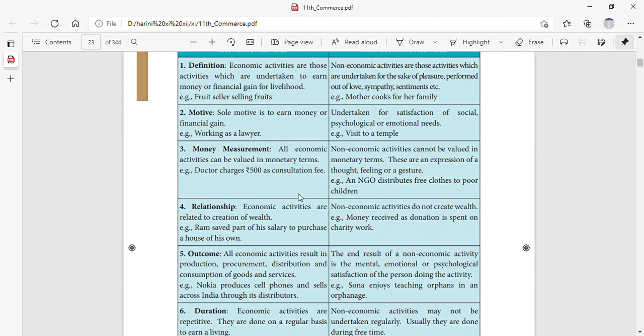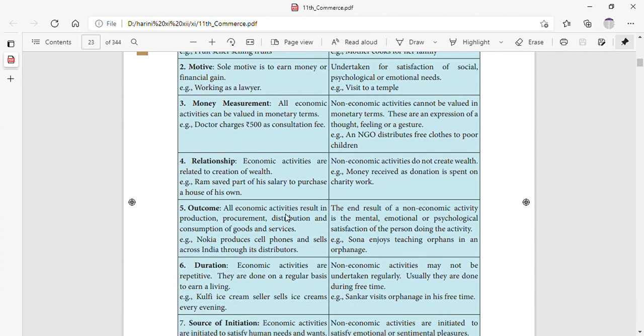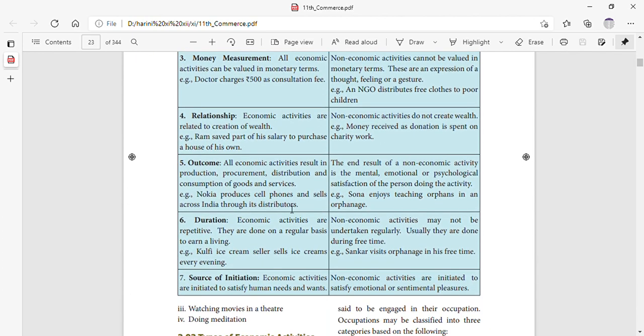So economic activities are related to creation of wealth. So the outcomes of these economic activities are production, procurement, distribution, consumption. So what is the duration? So economic activities are repetitive. So again and again he does that. For example, there is a Gulfi ice cream seller. Daily he will sell Gulfi ice creams. So source of initiation. The source is the human needs and wants.